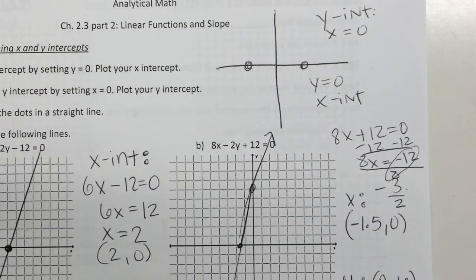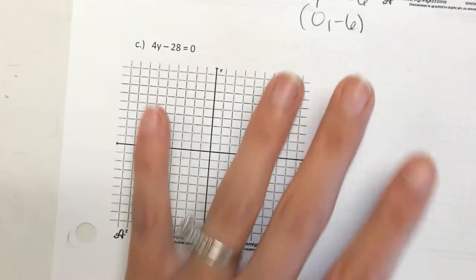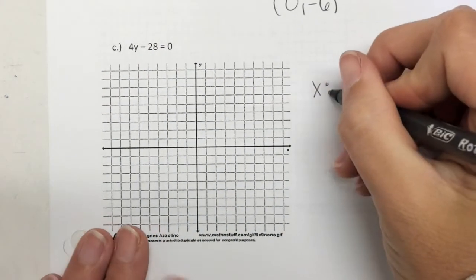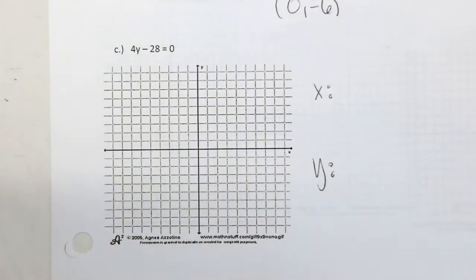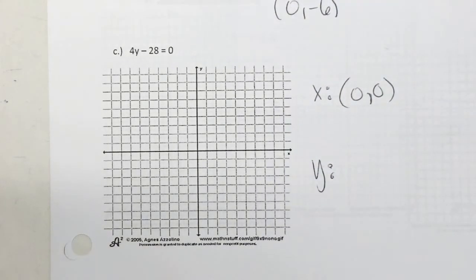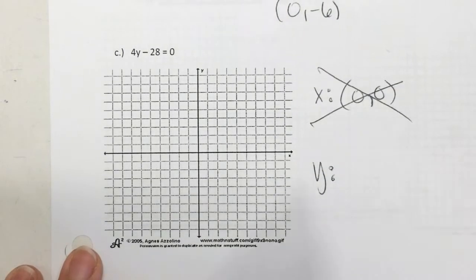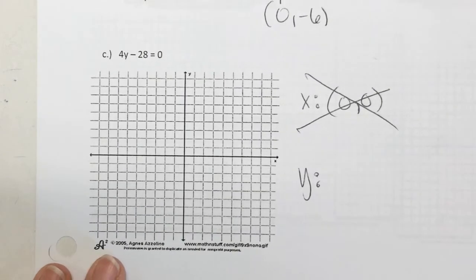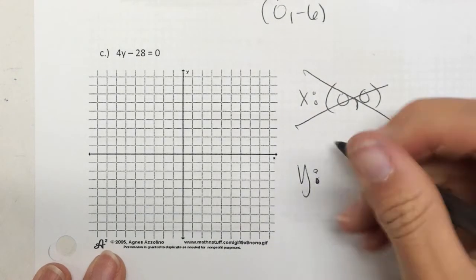All right. For the next one, what did you get for your x-intercept? On C, 0, 0. Anybody else get anything different? How did we get 0, 0? There's no x there. There isn't an x. So would there be an x-intercept? No. Alright. What'd you get for your y-intercept?